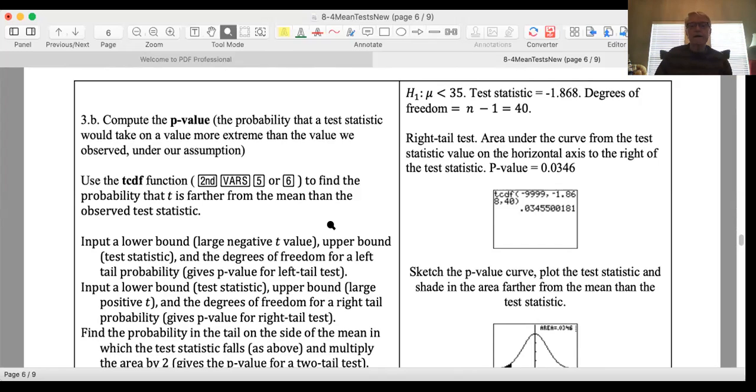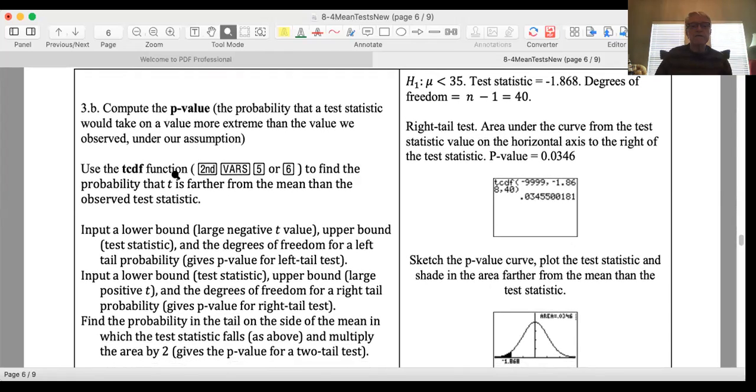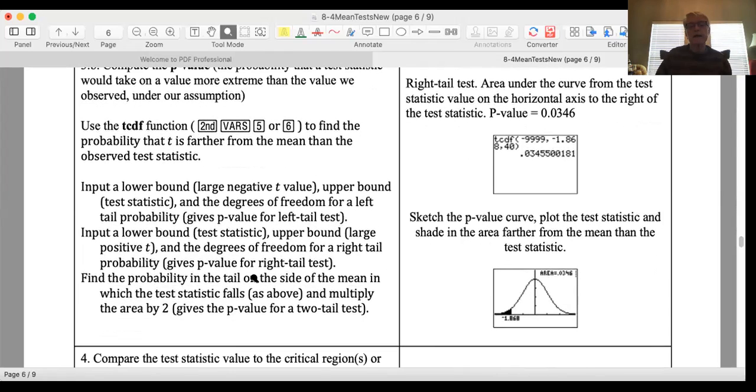Okay, and again, this is the tcdf function, and it requires that we have a lower bound and an upper bound. If we're looking on the left side, the lower bound is going to be a large negative t-value, and the upper bound is going to be the test statistic value. You should just basically remember these things right here. Take some time to familiarize yourself with how you're going to use the tcdf function here. So let's go look at the tcdf function on the calculator.